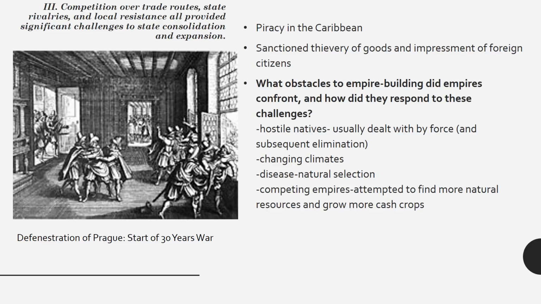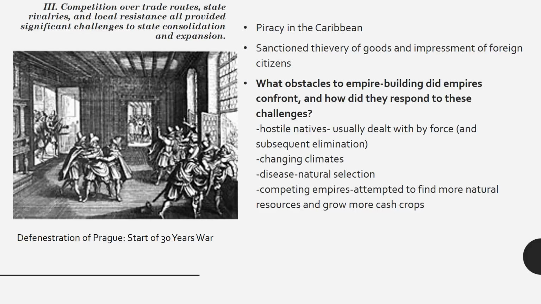And then, of course, obstacles to empire building. There's lots of obstacles. We already talked about hostile natives with the Spanish and Portuguese and how they're dealt with, which is force and, unfortunately, elimination. Changing climates with storm seasons and monsoons, because these oceans are a little bit different when it comes to what they have to deal with there.